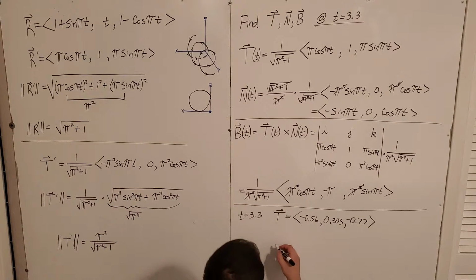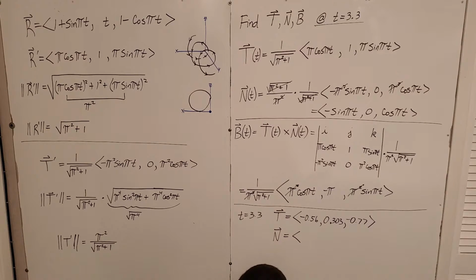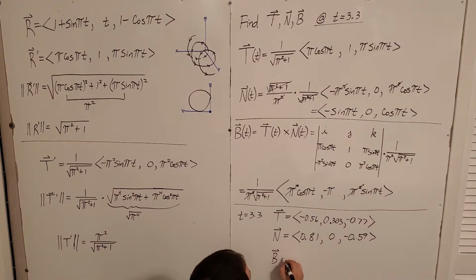The normal vector, right? So just negative sine pi 3.3, 0.81, 0 for the 0, and then change this to cosine, negative 0.59. Should work. Okay.